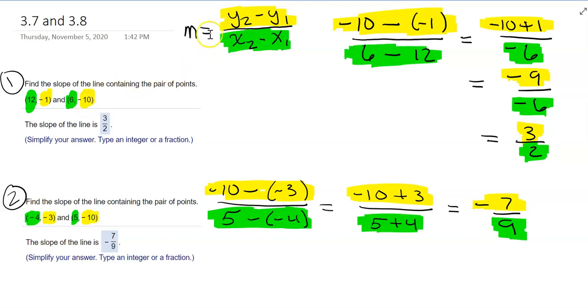We also must make sure we keep it in the same order, so you can't switch these orders. As you can see with mine, I started with -10, so I must also start with 6 on the bottom. Those are my two x values. As you can see, I keep my y's on the top.